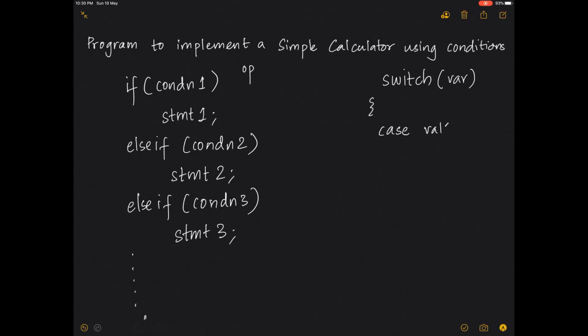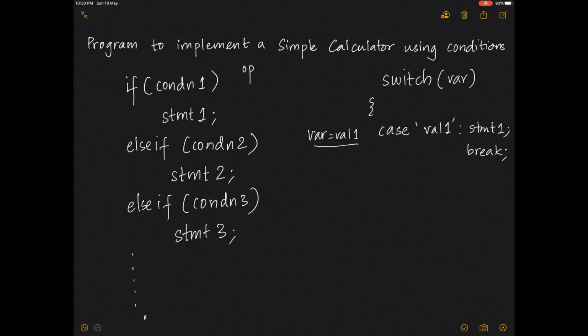So if I was checking, I would have case, and let's say a value 1 to check. The value 1 can be an integer or a character. If it's an integer, just leave it as val1. If it's a character, don't forget to put the single inverted commas. So if case val1 is true, it will check if var is equal to val1. If this is true, there is a statement 1 which is supposed to execute, after which you have to put a break. The job of break is, as soon as statement 1 executes, it terminates searching anywhere else.